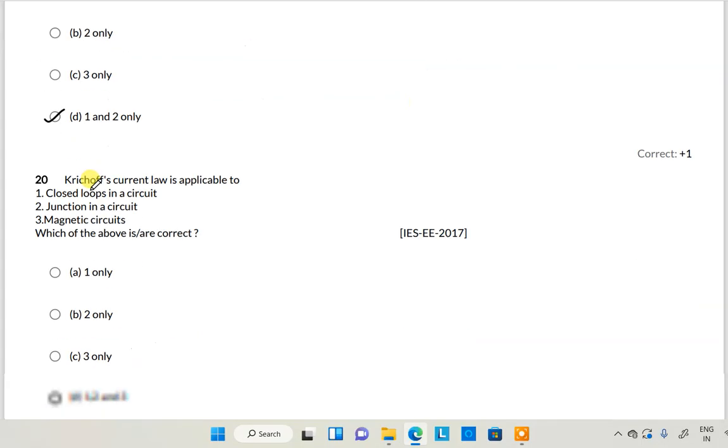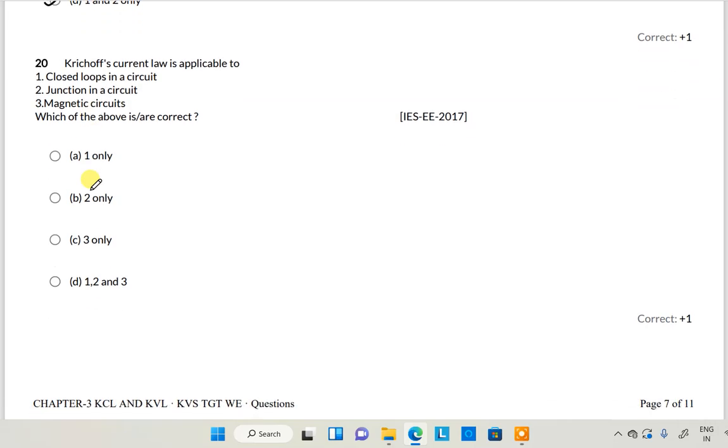Okay, coming to the last bit. Kirchhoff's current law is applicable to closed loop? No, Kirchhoff's current law is not for closed loop. It is for a junction. We are applying the KCL, Kirchhoff's current law, for a junction in a network. So option B is the correct option.